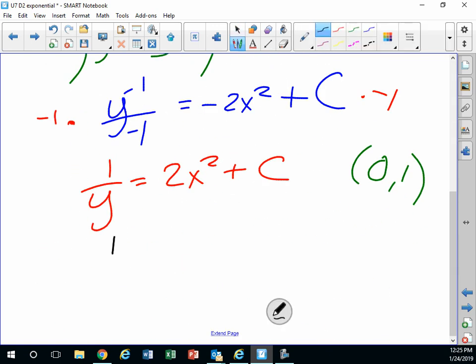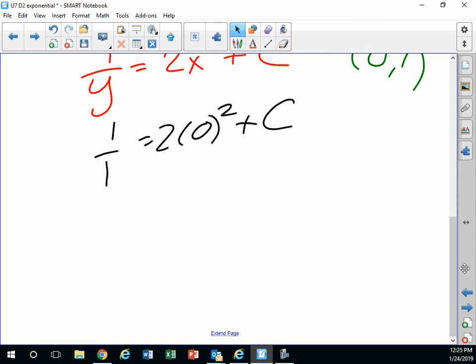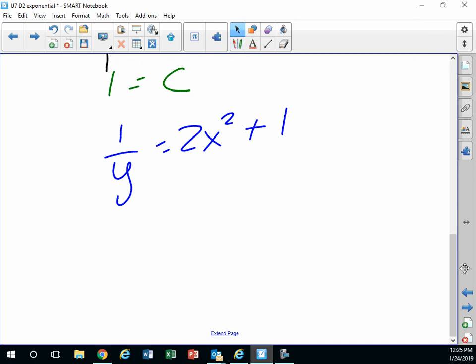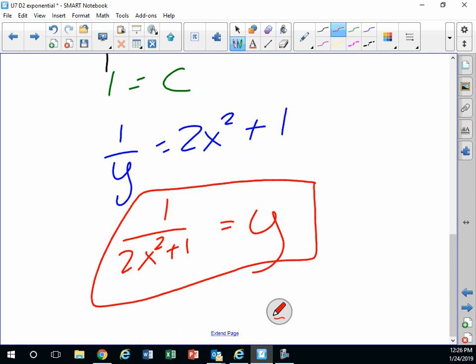I'm plugging it in now. 1 over 1 equals 2 times 0 squared plus c. So c equals 1. So 1 over y equals 2x squared plus 1. It's the same thing. Yes, so, ladies and gentlemen, you should have gotten 1 over 2x squared plus 1 equals y.